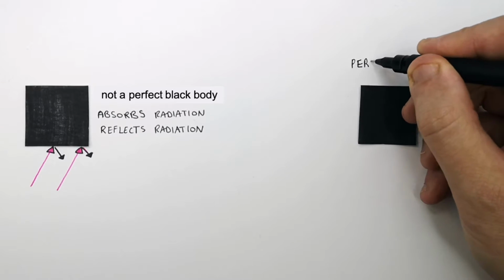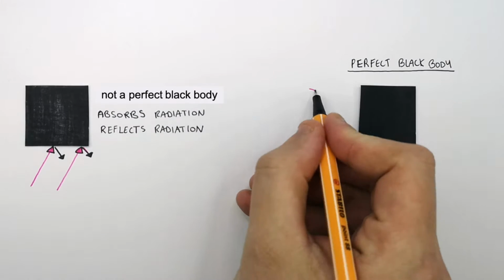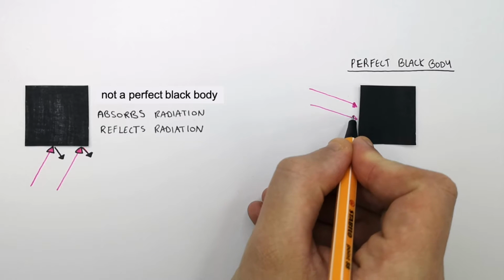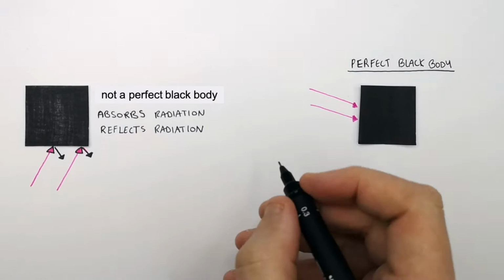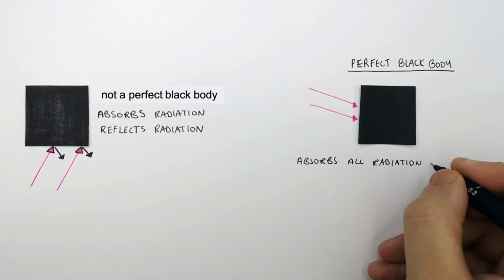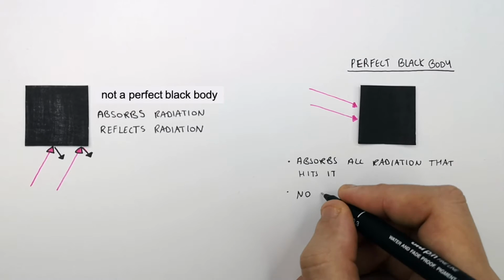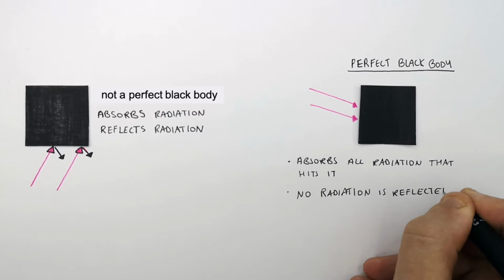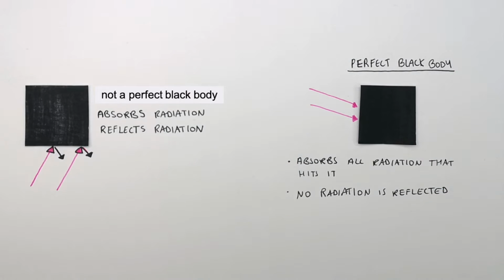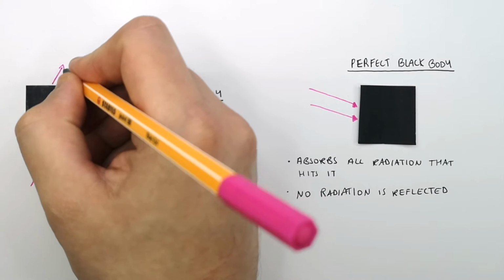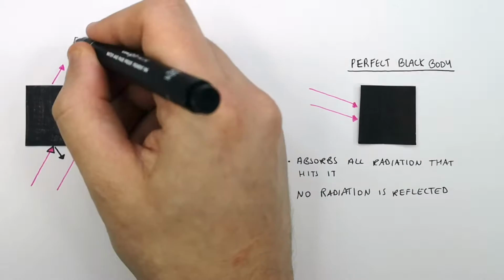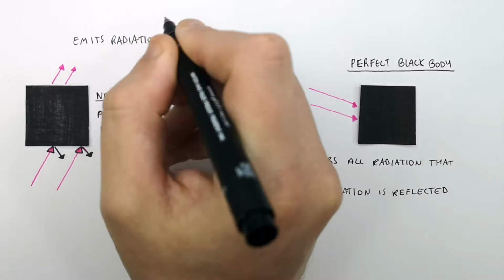So this here is a perfect black body. A perfect black body would absorb all the radiation that hits it. A perfect black body will absorb all the radiation that hits it and will not reflect any radiation or transmit any radiation. So this black object will emit radiation, and it is a really good emitter of radiation.